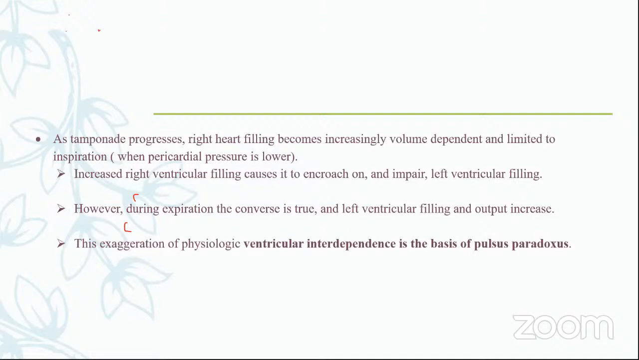So as tamponade progresses, the right side filling pressure becomes increasingly volume dependent, and it will be limited to inspiration because the pericardial pressure will be low. So if the right ventricular filling pressure is increasing, the septum will be shifted to the left side, and this will impair the left ventricular filling. However, during expiration, the converse is true. The left ventricular filling pressure will be more, so the cardiac output will increase. So this exaggeration of the physiology of ventricular interdependence is the basis of pulsus paradoxus.